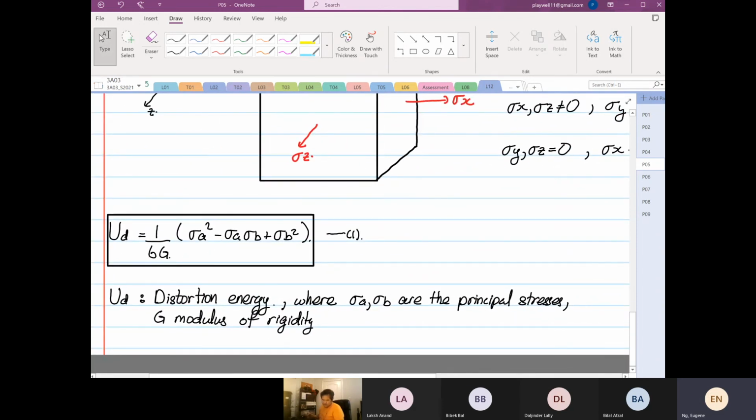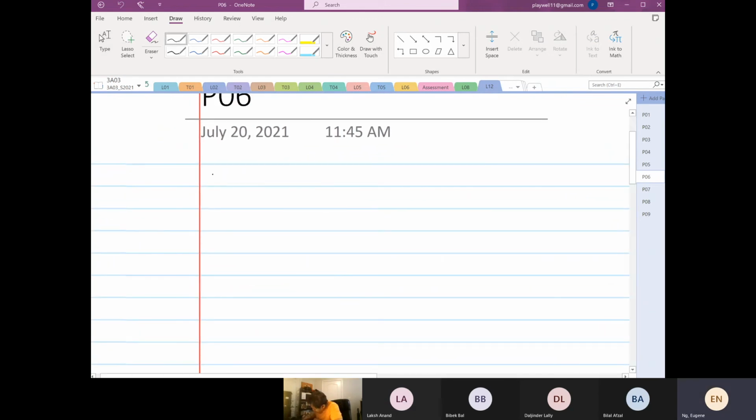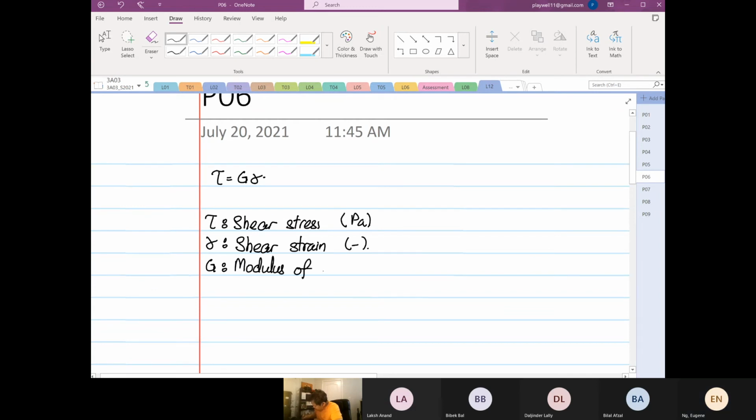Probably you guys have seen G before. So there's a formula, I'll write the formula for you. Shear stress tau is equal to G gamma, where tau corresponds to shear stress and gamma is shear strain. Tau is in Pascal, gamma is unitless, and G is the modulus of rigidity.